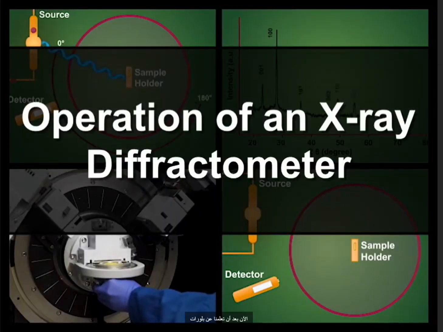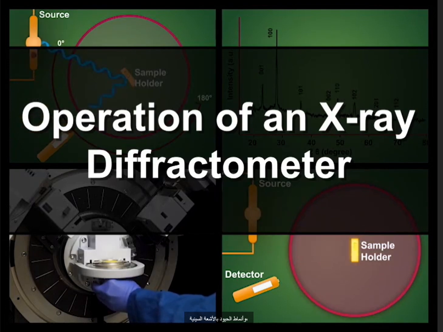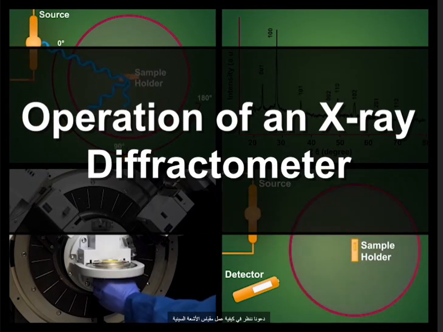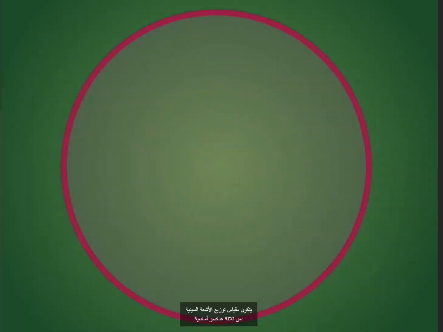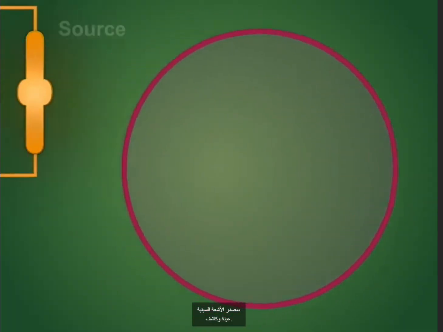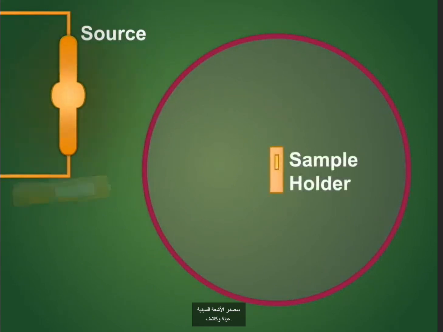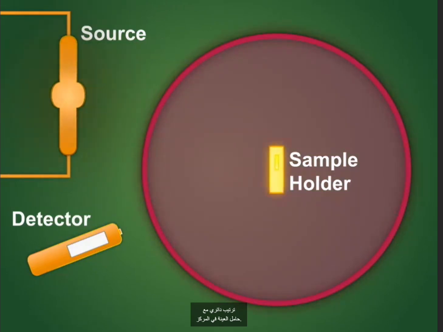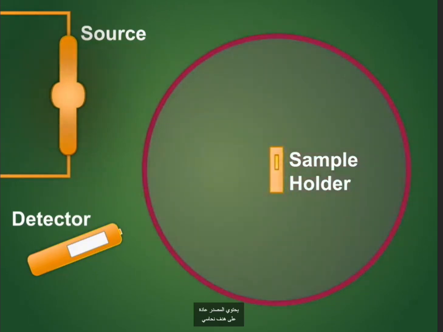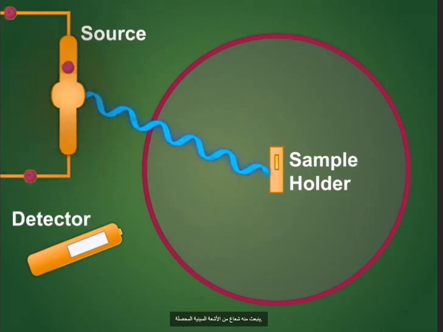Now that we have learned about crystals and X-ray diffraction patterns, let's look at how an X-ray diffractometer works. An X-ray diffractometer consists of three basic components: an X-ray source, a specimen, and a detector. All components are oriented in a coplanar circular arrangement with the sample holder at the center. The source usually contains a copper target that, when bombarded by electrons, emits a beam of collimated X-rays.